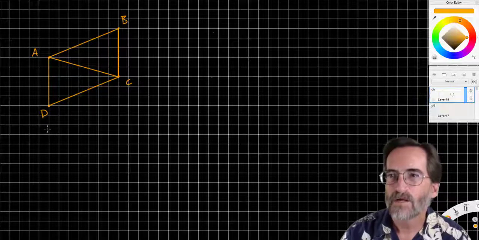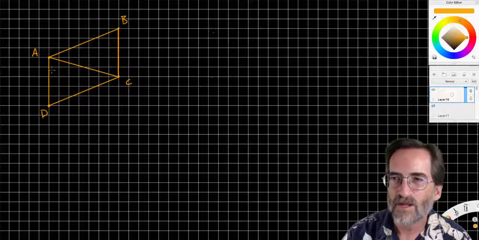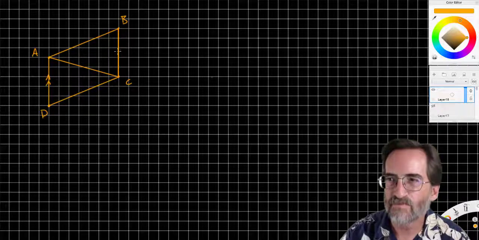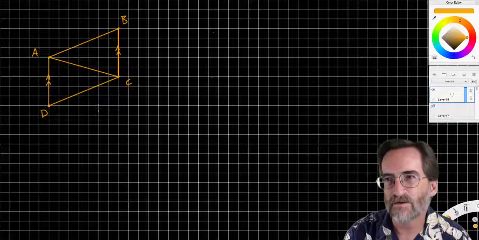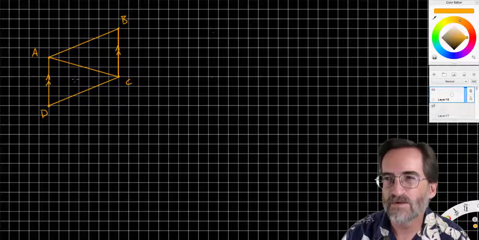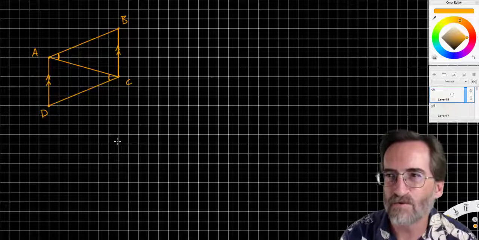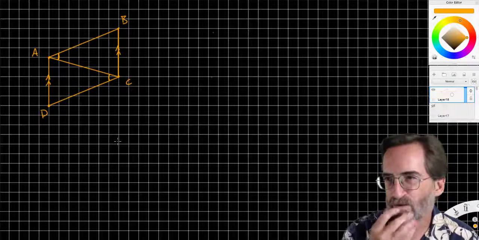Okay, and we're going to be told some facts about this. We're going to be told that AD is parallel to BC. Okay, AD is parallel to BC, and we're going to be told angle C is congruent to angle A. All right. Angle DCA is congruent to angle BCA. All right. So that ought to do it here.